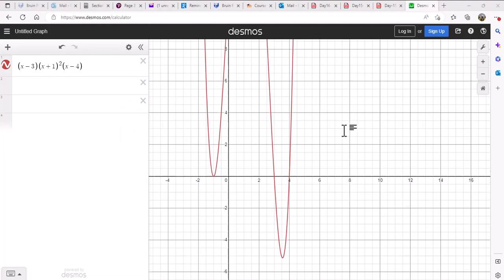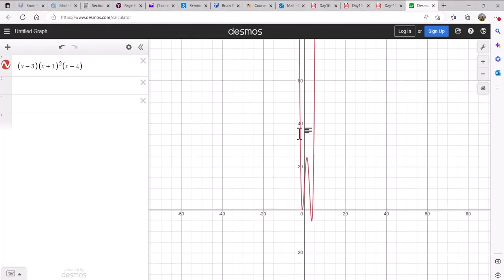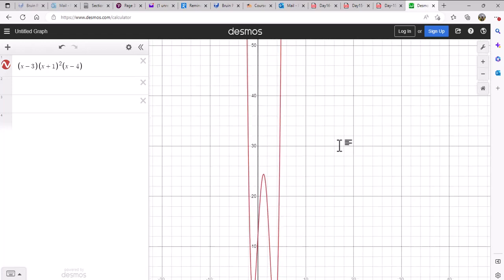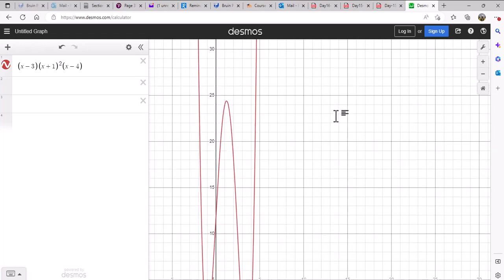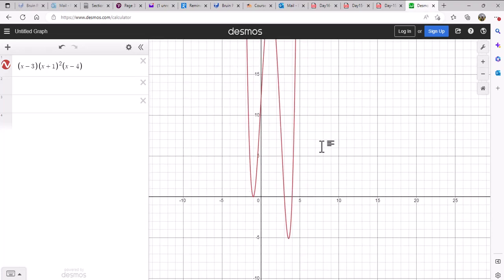So here's our graph, and I'm going to zoom out a little bit just to show you again what happens. It's going off to the left, and it's going up to the right. But let's zoom in a little bit and find out what happens here. We said that the multiplicity determines whether it touches the graph or whether it passes through. Well, let's look at this.